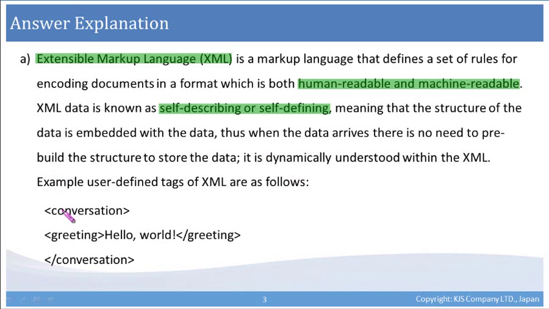Example user-defined tags of XML are as follows. So in XML data, these angled brackets are used, and it is self-describing or self-defining data, which enables the user to define and use tags enclosed by the angled brackets.